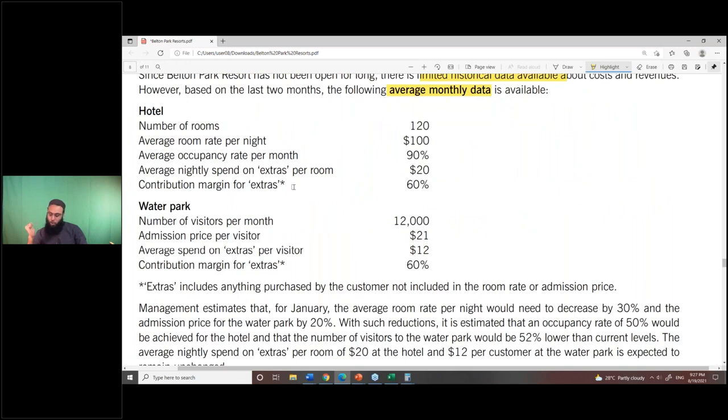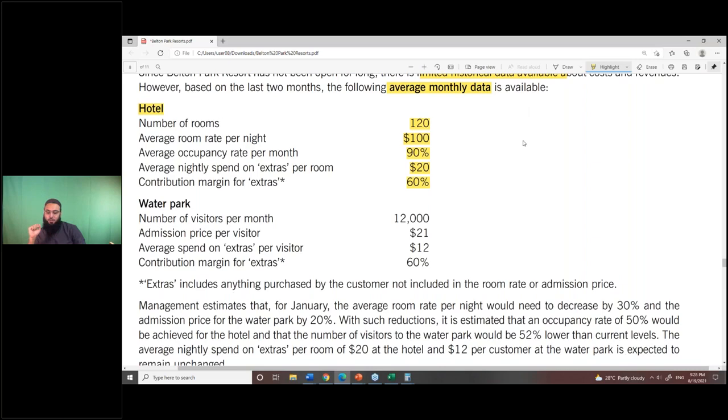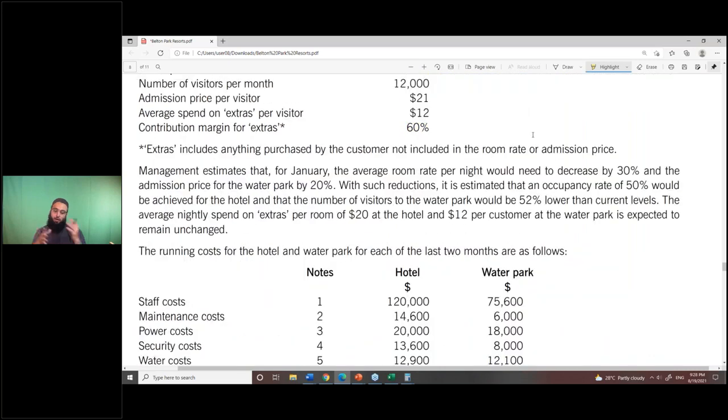That's perfect. Now, I'm solving hotel. For me, hotel is important. Number of rooms, 120. Average room rate per night, $100. Average occupancy rate per month, 90%. Average nightly spend on extras per room, that's $20. Contribution margin from extras, 60%. Extras include anything purchased by the customer not included in the room rate or the admission price, maybe a cold drink and stuff like that.